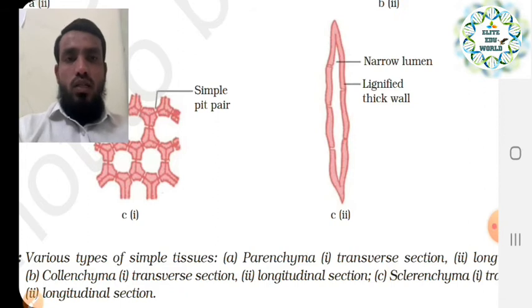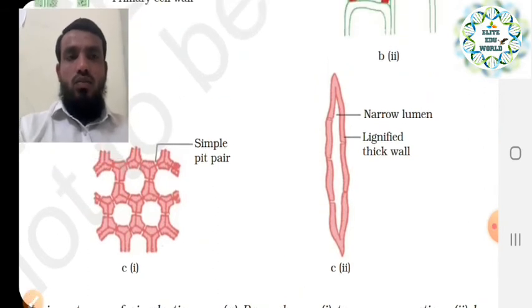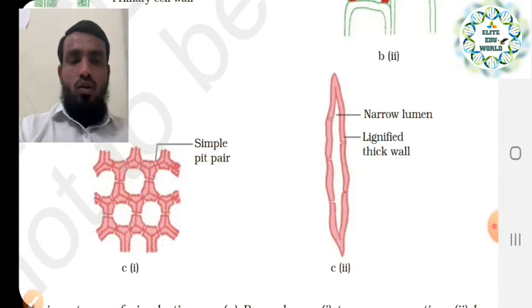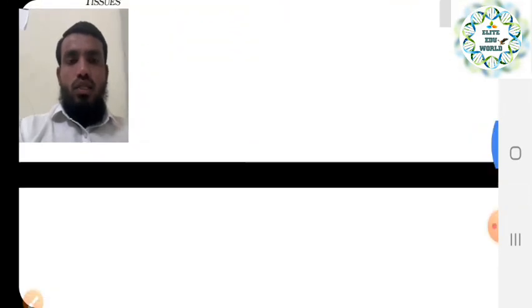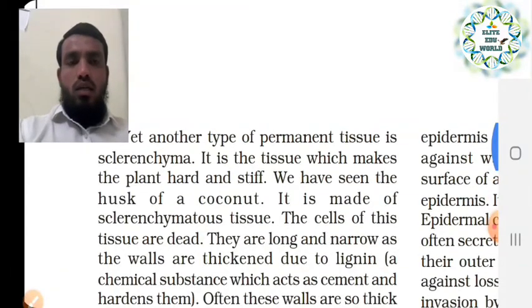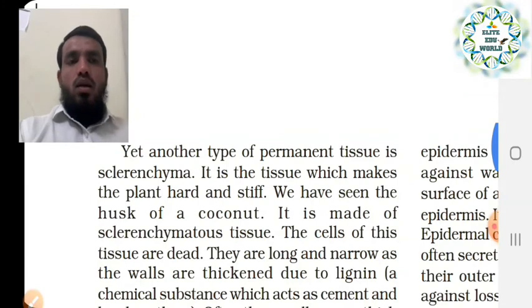Both the figures shown here are figures of sclerenchyma. It has a very narrow lumen, and very dense cell walls. So we will see some points about that. The third type is called sclerenchyma.